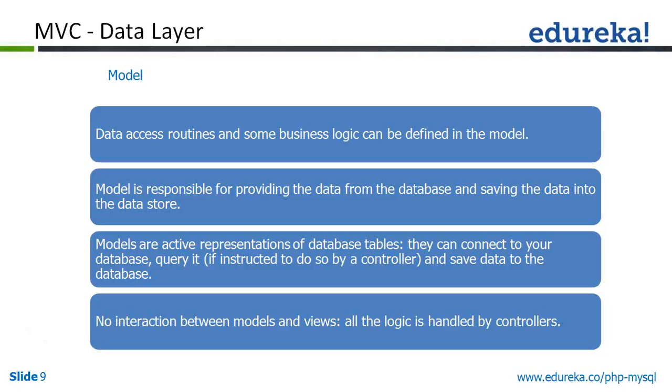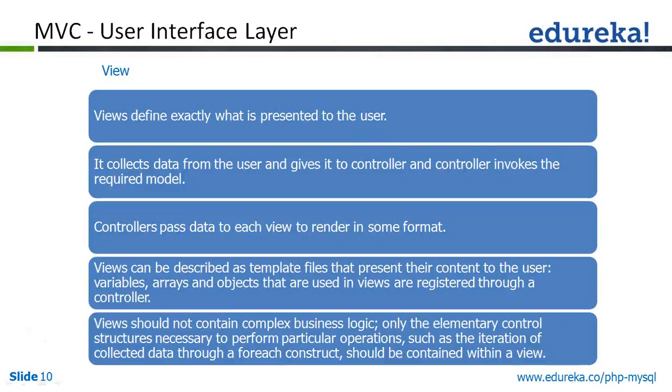Then view. View defines exactly what is presented to the user. What is coming to the client side is called the view, the presentation of data to the client. So what does view do? First step, it collects data from the user and gives it to the controller. Second step, controller invokes the required model or view. Third step, controller passes data to each view to render in some format. So model will give the data back to the controller, and controller passes data to each view to render in some format.